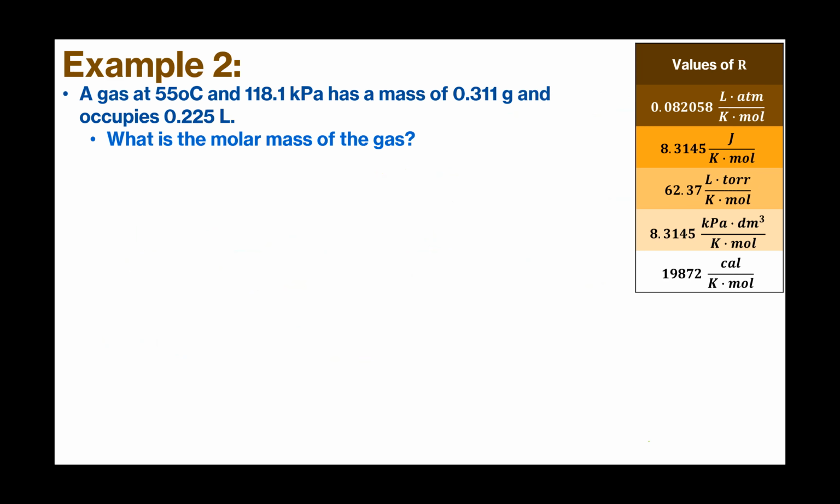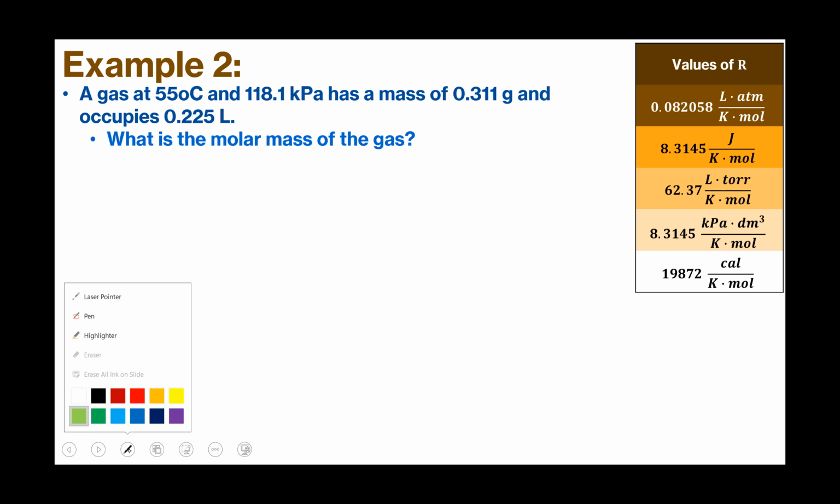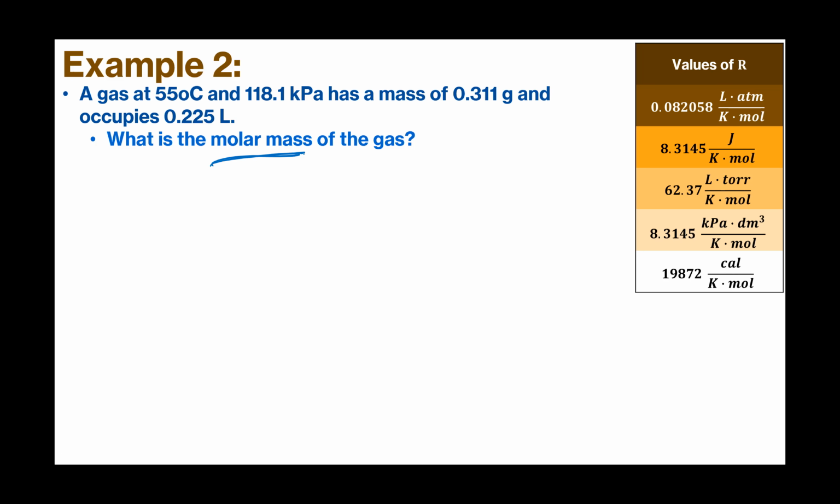In this one, I forgot to superscript my degrees, but you guys can forgive me for that, right? We've got a gas at 55 degrees Celsius and 118.1 kilopascals that has a mass of 0.311 grams and occupies 0.225 liters. We want to know, what is the molar mass of this gas? Okay, molar mass. Molar mass does not show up in the ideal gas law.